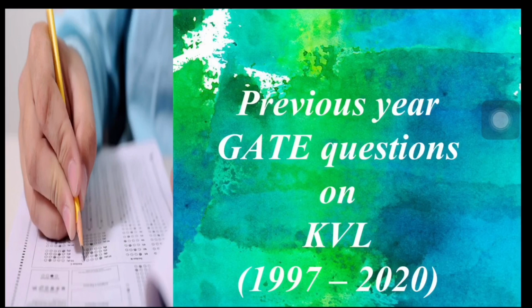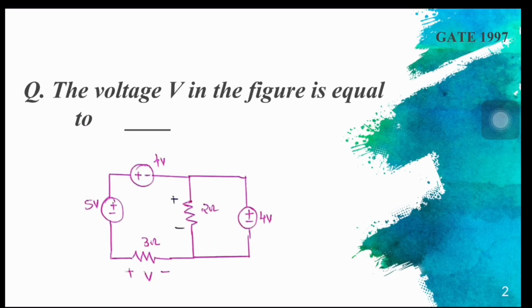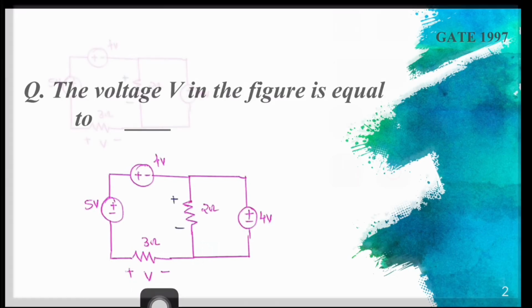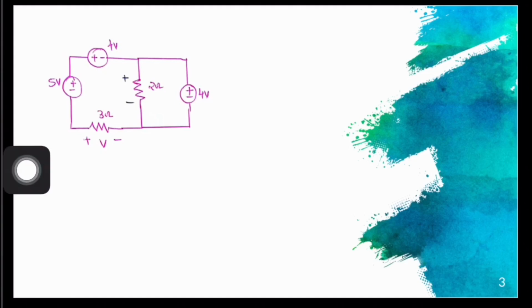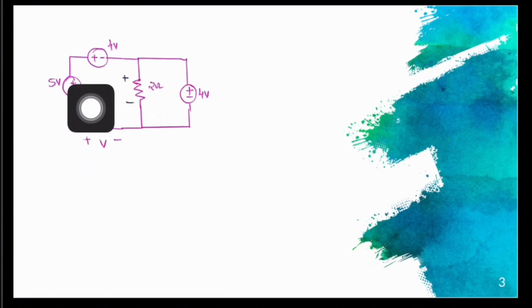The first question I have for you is from GATE 1997. The voltage V in the figure is equal to dash. This is our network. Here we have three independent voltage sources and two resistors. V is marked as voltage across this 3 ohm resistor, which is the quantity to be calculated. For determining the unknown quantity V, we are going to write the KVL equation in this loop.